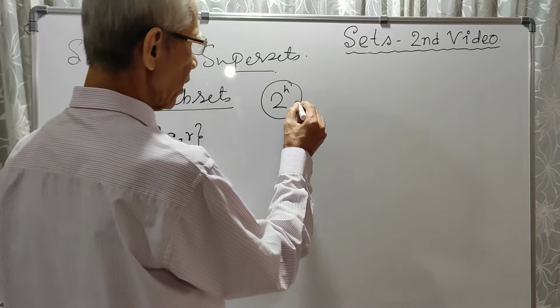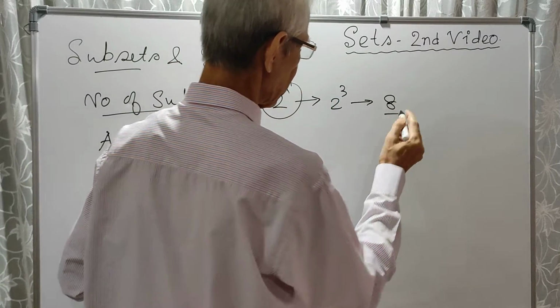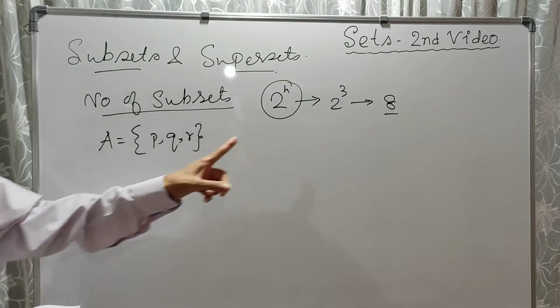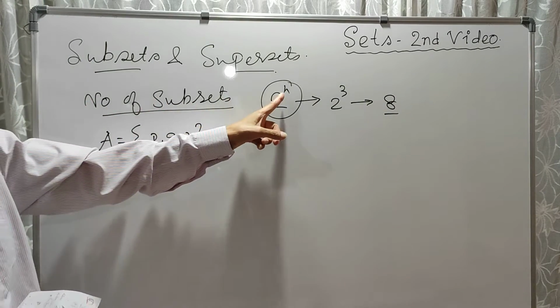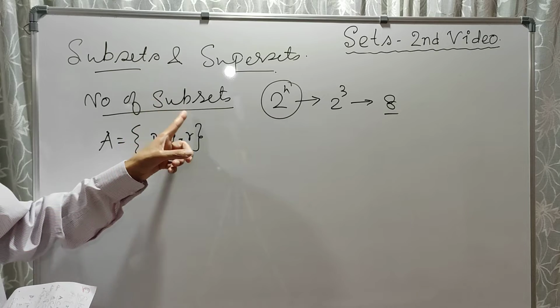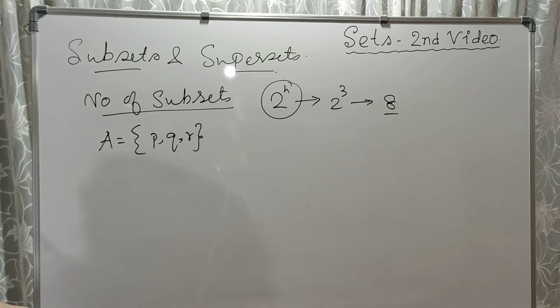So, if n is 3, then this will be 2 to the power 3, that means 8. So, this set A has how many subsets? 8. So, how to find number of subsets? This is a formula. The number of subsets of a set is equal to 2 to the power n, where n is the number of elements in that set.